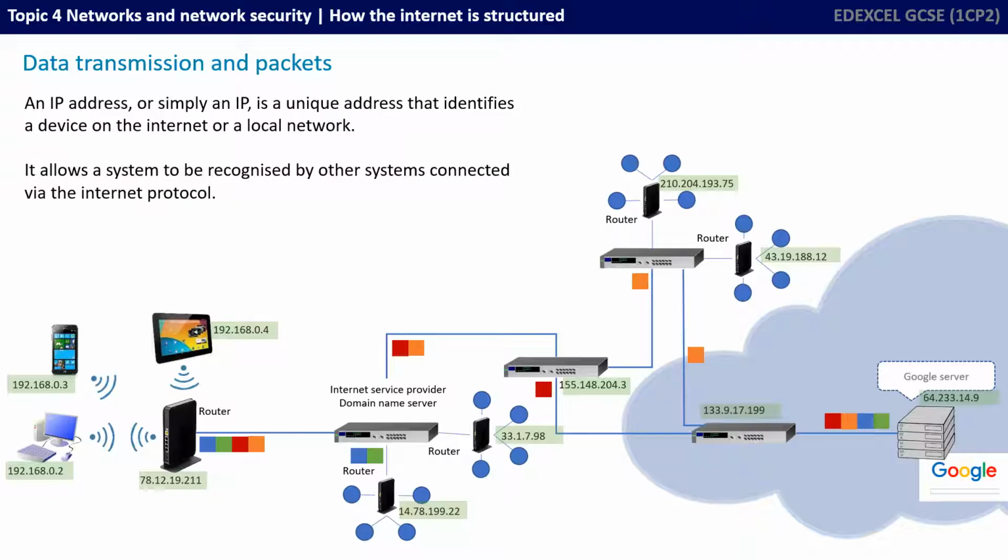Now, we've recreated the diagram from earlier but added a few more details. You can see here we've given every device an IP address, and that's highlighted in green. An IP address, or simply an IP, is a unique address just like the address of a house, and it identifies a device on an internet or local network, just like your address identifies your house in a street or town. It allows a system to be recognised by other systems connected via the TCP/IP Internet Protocol.